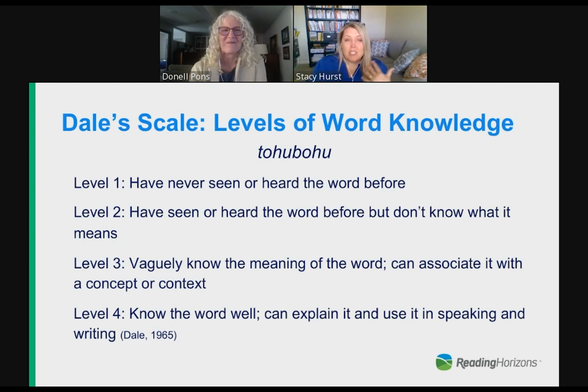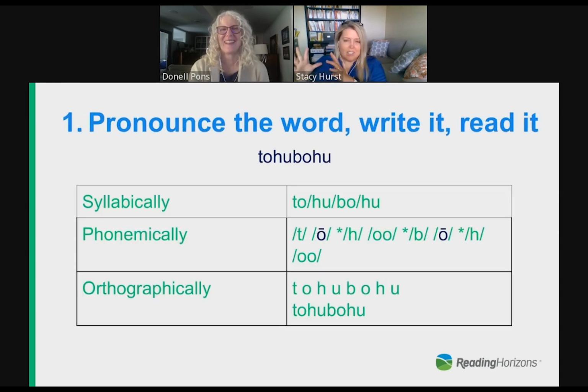But when I'm using this with my students, and even terms like orthographic processor, when I'm teaching my college students, I will say, hold up 1, 2, 3, or 4 fingers, and they become more familiar with what that means, right? So we're all at ones. I was at a 1 when I saw this word as well. So let's take ourselves through this process with the word.